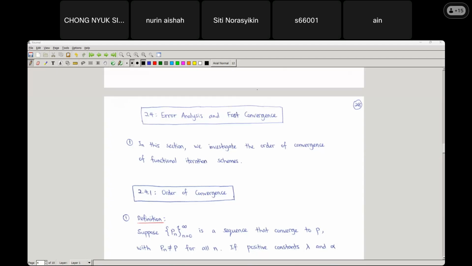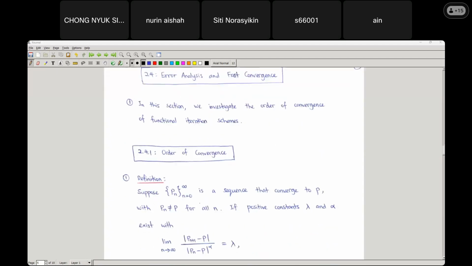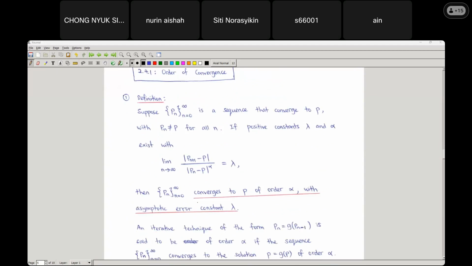So in this section, we are going to first investigate the order of convergence. There is a long definition for the order of convergence, but I do not expect you to memorize everything, but you have to know the important points. So let us see the definition at point number 1.